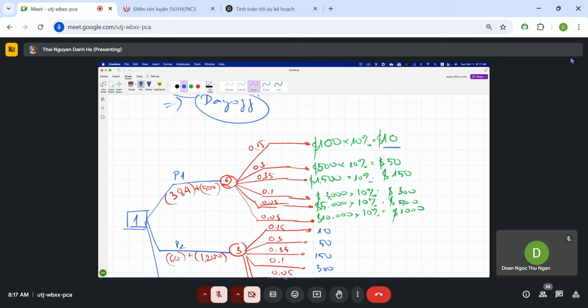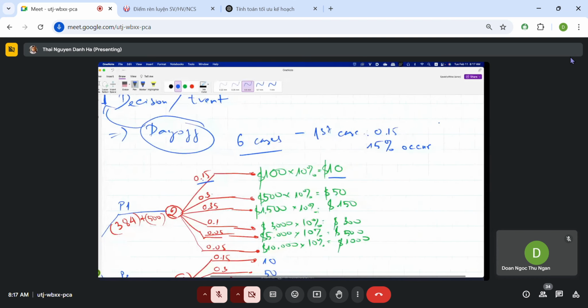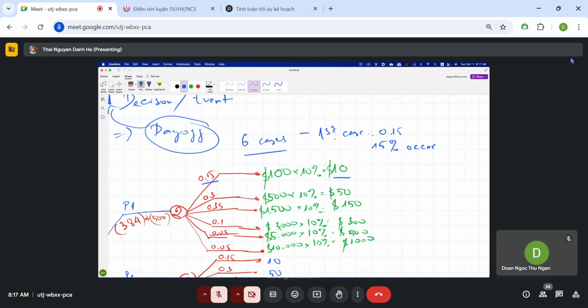Now we have 1, 2, 3, 4, 5, 6 cases. We have 6 cases here with different probabilities. For the first case, how can it occur? It will occur with the probability of 0.15, or 15%, and whenever it occurs, it will hit a bill of just 10 US dollar.